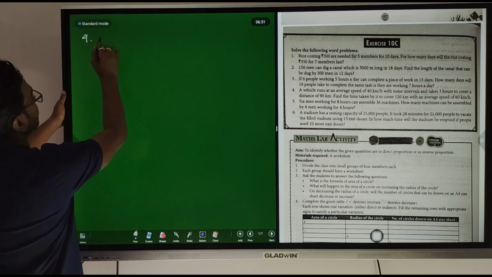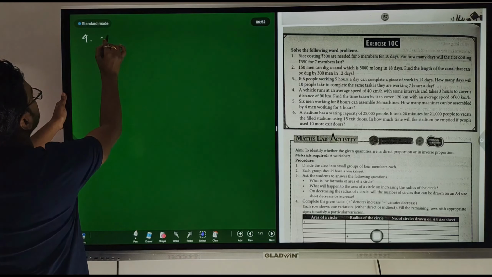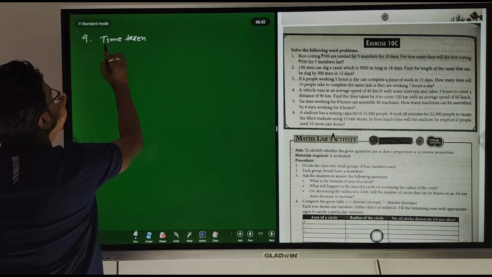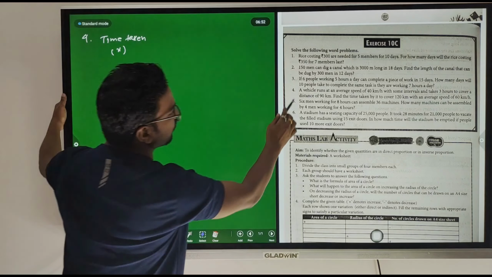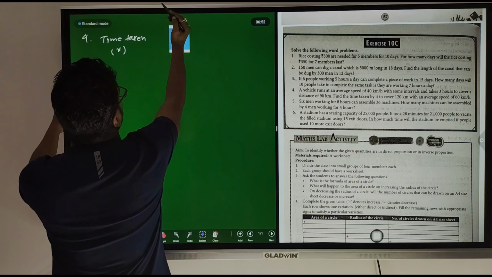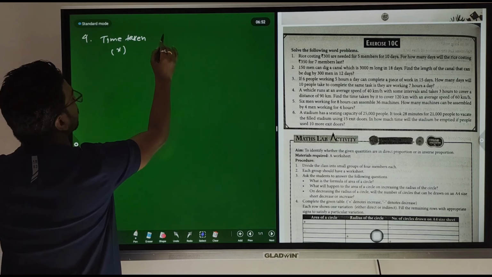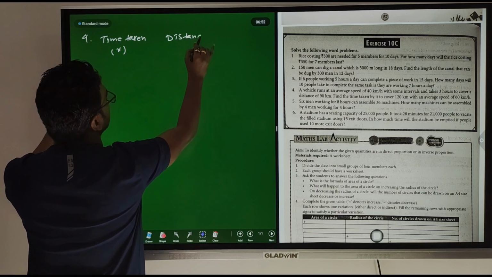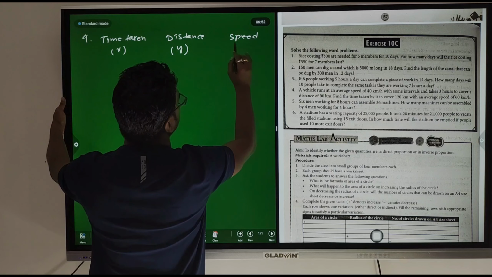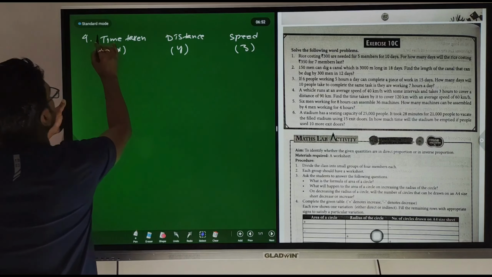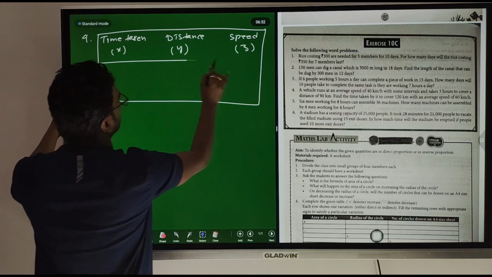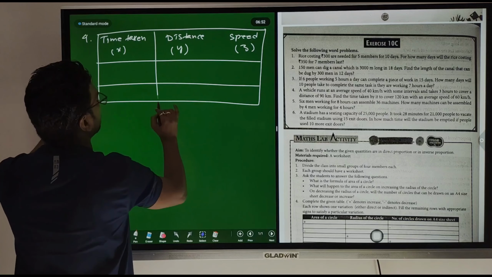So first we'll write time taken. This is x, then speed. Next we can write speed. Next we'll be writing distance. Distance is directly proportional, right? Distance, this is y, and speed, because this is inversely proportional, right? I told you we'll write down the one which is directly proportional first and then inversely proportional in the second place.